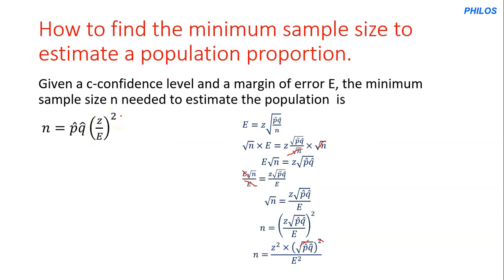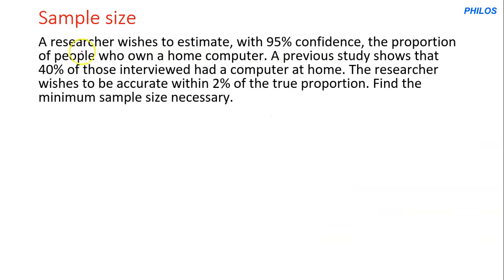So let's take a question on this and also see how to solve it. A researcher wishes to estimate with 95% confidence the proportion of people who own a home computer. A previous study shows that 40% of those interviewed had a computer at home. The researcher wishes to be accurate within 2% of the true proportion. Find the minimum sample size necessary. So to know how questions on this look like, the question will usually tell you to find the minimum sample size necessary.